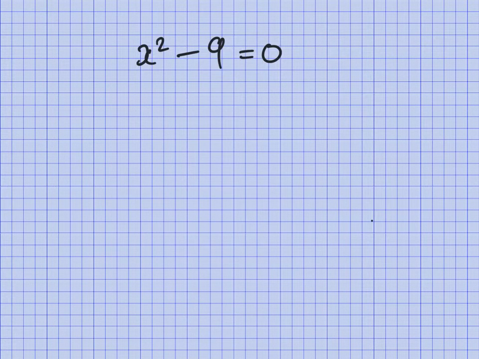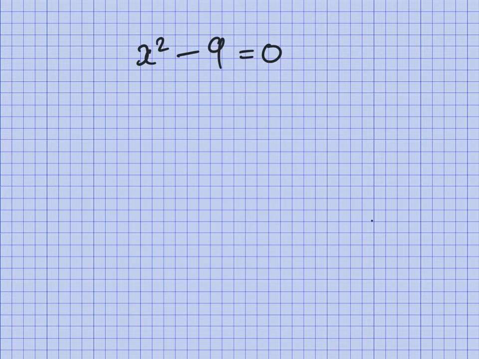Okay, a couple of people had trouble with questions like this one, x squared minus 9 equals 0. There are two ways of doing this, the long way and the short way. I'm going to talk you through the long way and then I'll show you the short way. First up, this is a pattern known as the difference of two squares.